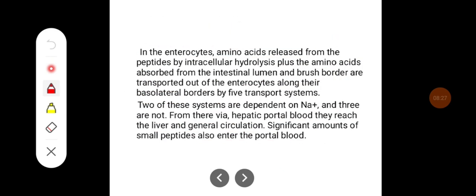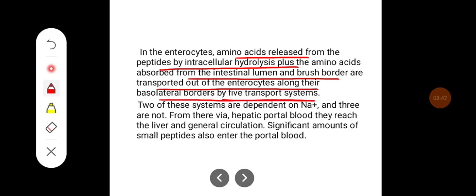In the enterocytes, amino acids are released from the peptides by intercellular hydrolysis, plus amino acids absorbed from the intestinal lumen and brush border are transported out of the enterocytes along their basolateral borders by 5 transport systems. 2 of these systems are dependent on sodium and 3 are not. Via hepatic portal blood, they reach the liver and general circulation. Significant amounts of small peptides also enter the portal blood.